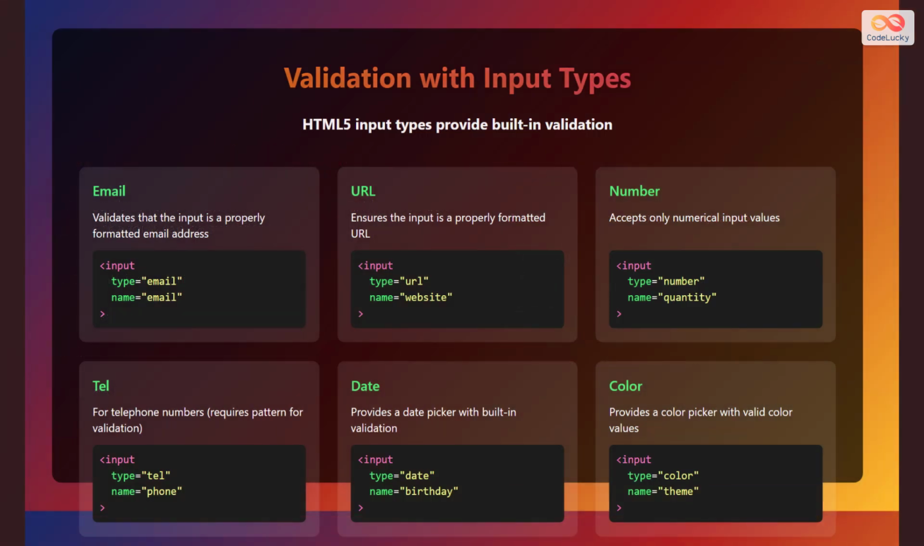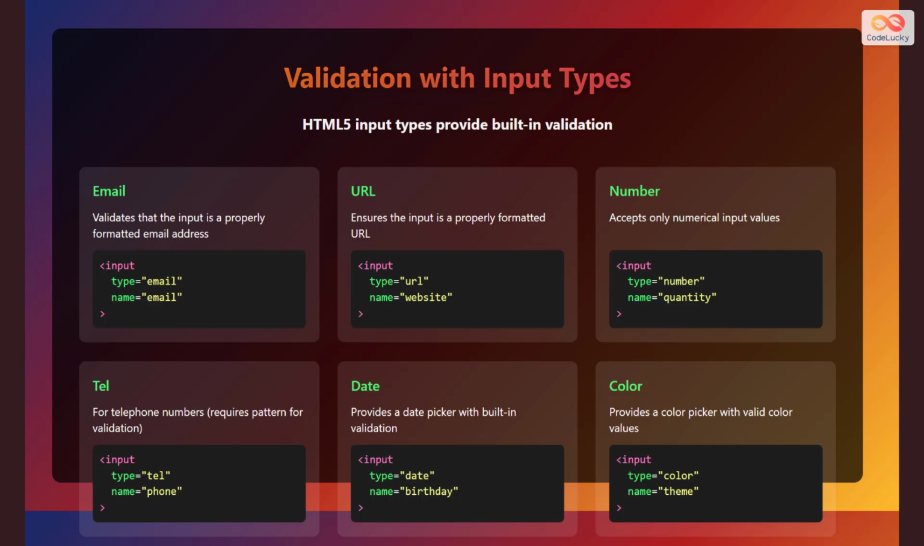HTML5 input types provide built-in validation features. Let's look at some common input types. First, the email input type validates that the input is a properly formatted email address. Next is the URL input type. It ensures the input is a properly formatted URL.